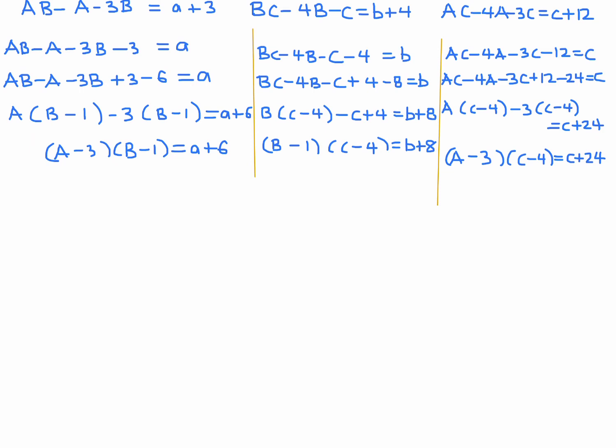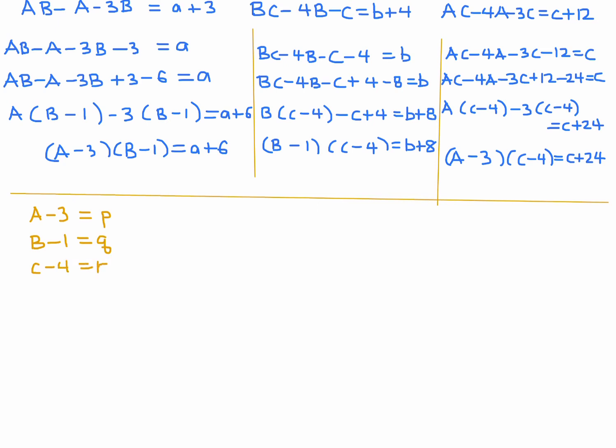Now, at this point we have to discuss this a little bit. So far all I've done really is factor them in a way that I can now work with. So what I'm going to do is just make some substitutions. Let a minus 3 equal p, let b minus 1 equal q, and let c minus 4 equal r. It'll just make things a little bit easier.